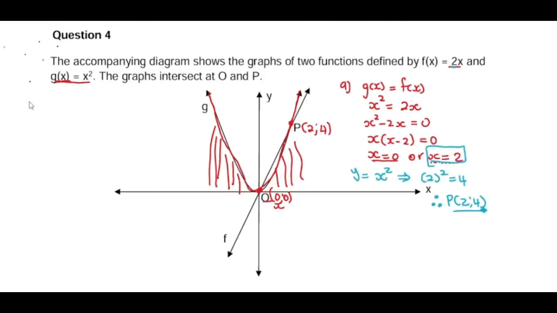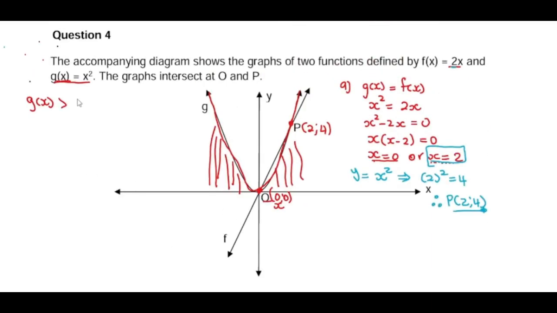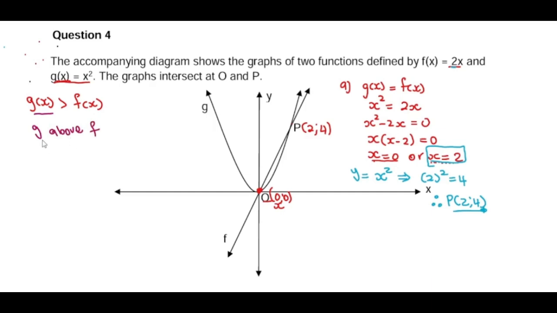So the question is asking, where is g at x greater than 2x? That's f at x. So where is g at x greater than f at x? Let's go on the graph and try to see where g at x is greater than f at x. When you see this type of question, they are asking, where is g above what? Above f. Where is g above f?